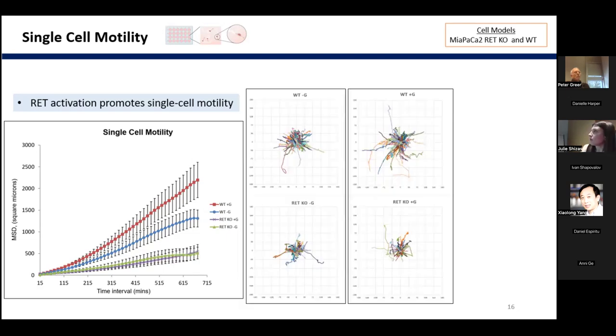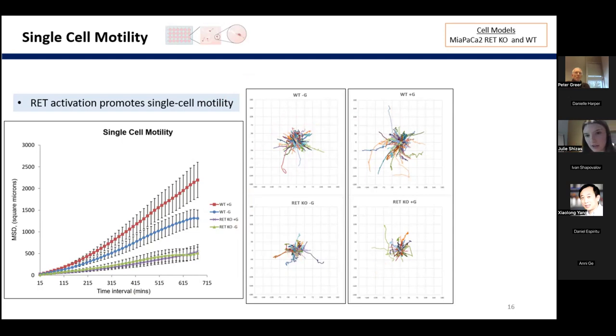We can see this further here with these spider plots, where each line represents the path of an individual cell over the 12-hour time period. It starts at 0, 0, which would be its first coordinate, and then movement outwards from that. We can see the wild types minus and plus GDNF. The plus GDNF definitely visually have more movement than the wild type minus, along with the RET knockout cells.